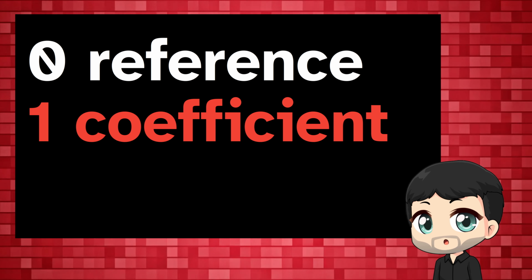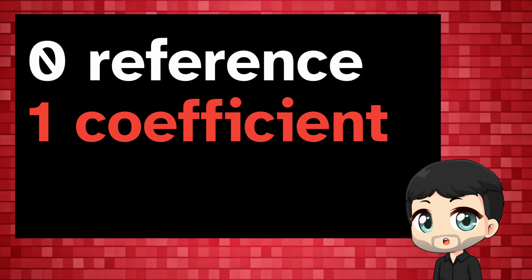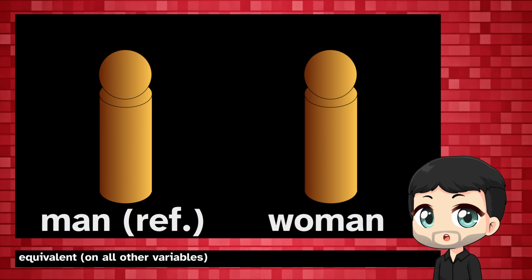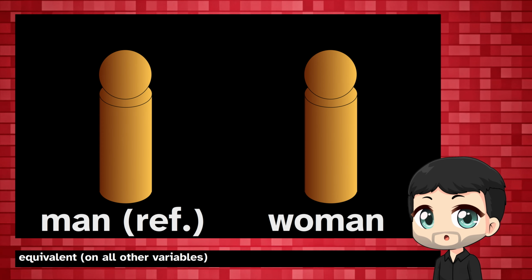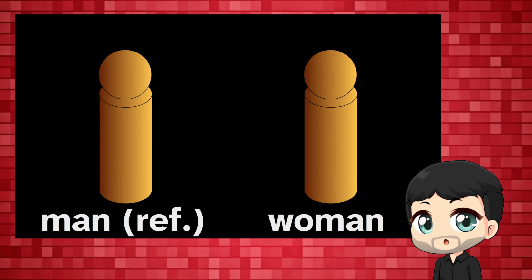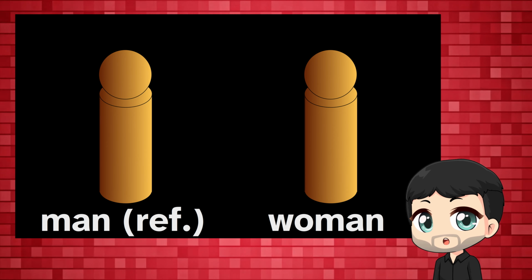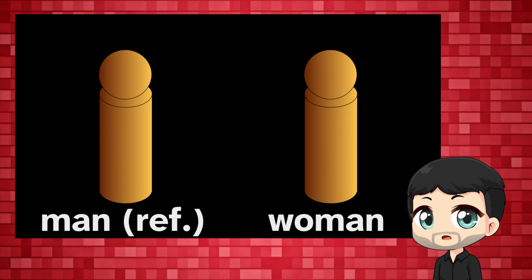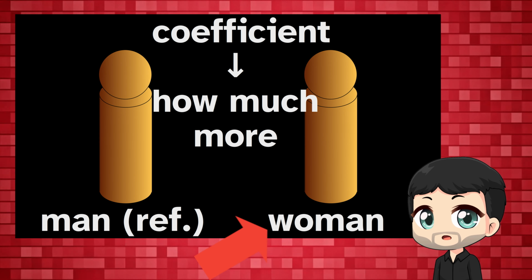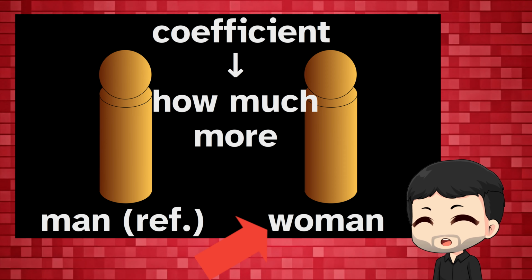If we want to go beyond more or less, let's go back to the two people we created. The two people are equivalent because they are the same on all the other variables in the model. The only difference is the binary variable. One is female and the other is not. The coefficient gives us an estimate of how much more the woman is on the outcome variable. The woman, because we coded female as 1 and male as 0.